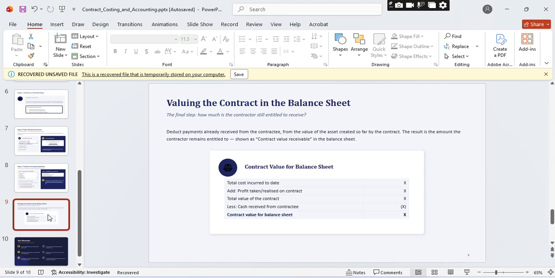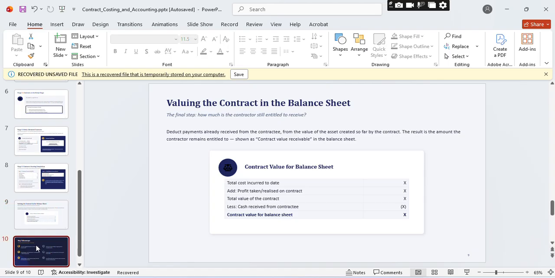So assume that we have 1 million naira now being paid, out of the 3 million naira value of the contract we're supposed to be paid, and we have only been paid 1 million naira. At the end of the day, we have a 2 million naira balance that the contractee has not given us, and this is like debtors or trade receivable in our balance sheet. So it is the contract value receivable that we are here to receive from the contractee, and this is an asset, which will be transferred to the balance sheet.